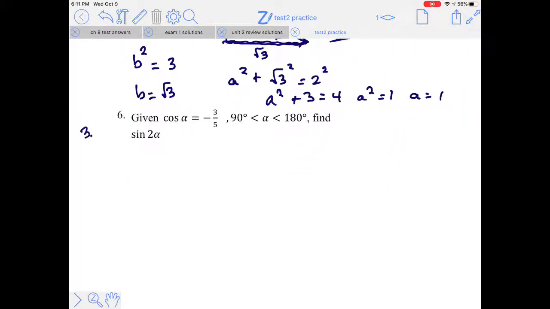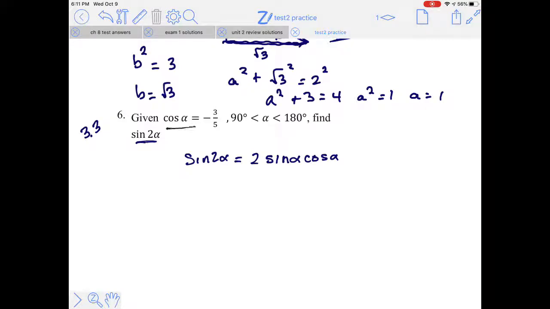Question 6 is from 3.3. We had some double and half angle identities in 3.3. Double and half angle. So first order of business might be to reference your reference sheet and figure out what the double angle identity is for sine. Sine 2 alpha is 2 sine alpha cosine alpha. Let's do an inventory of what we know and what we don't know.